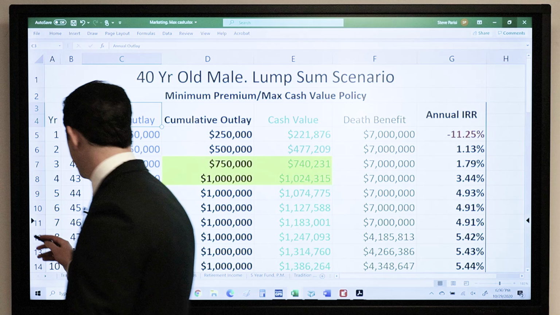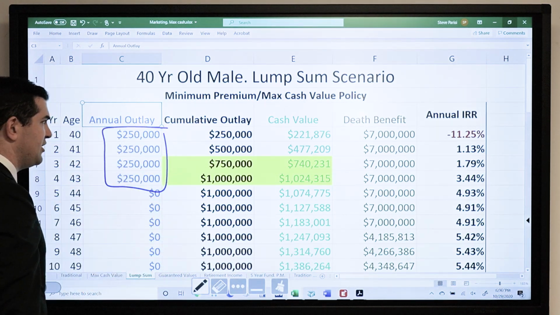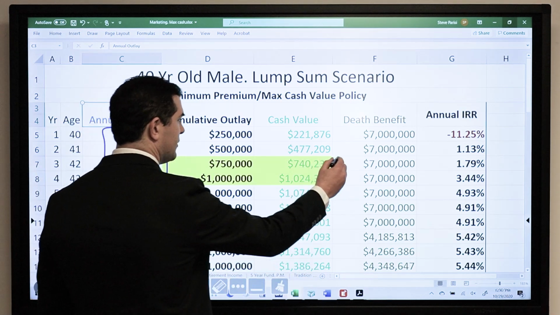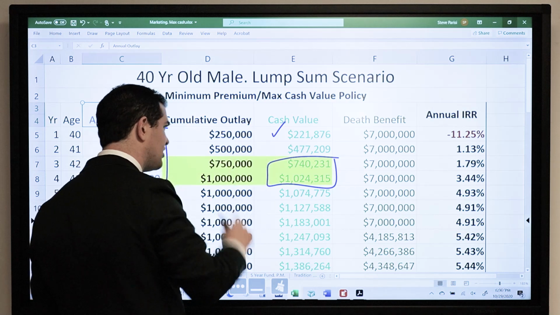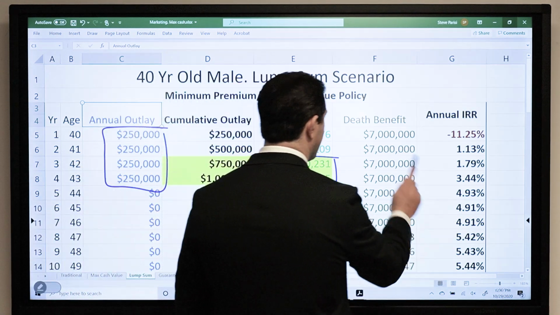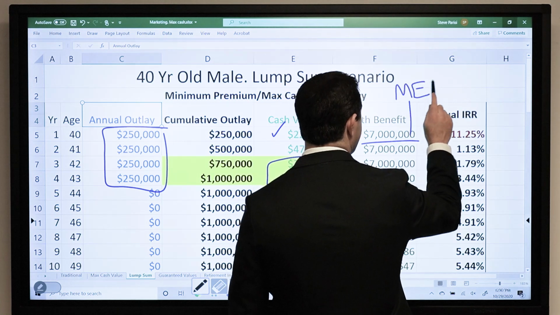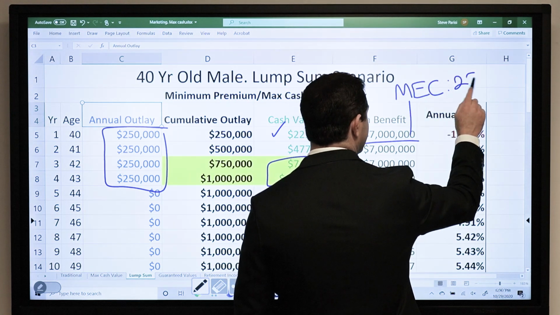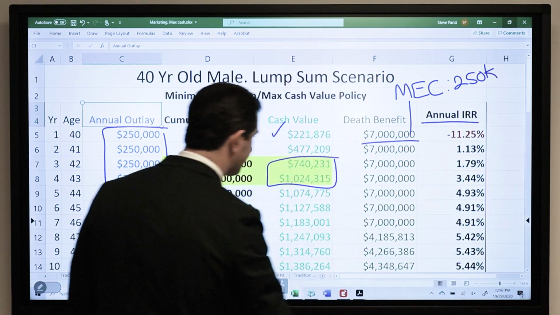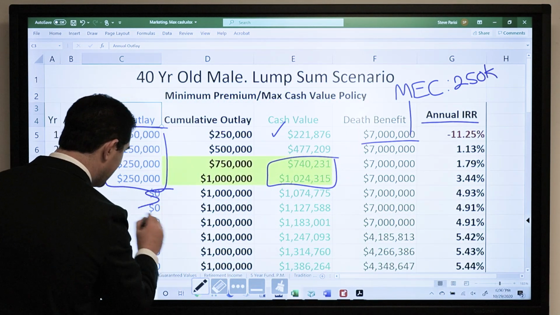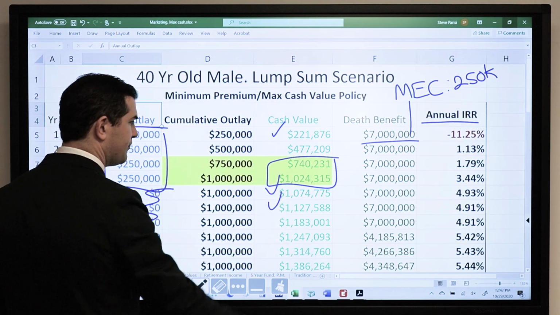So here's someone with $1 million that we move into a policy over 4 years. Yellow represents the break even. You do have that initial hit. That is the drawback there. Death benefit, $7 million. The purpose of that gave him a MEC limit of $250,000 per year. Annual internal rate of return, funding it, nothing after year 4. Cash value continues to grow.